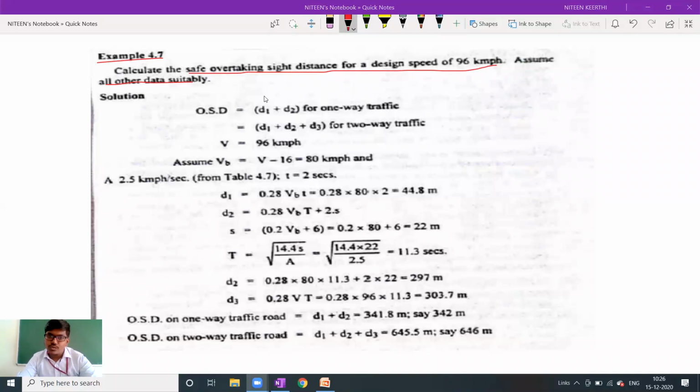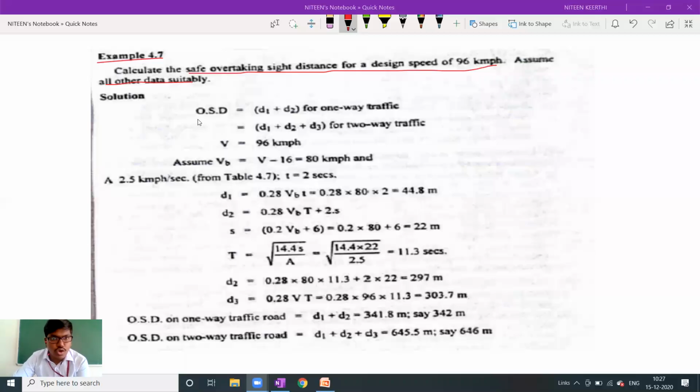So what we need to do, we need to calculate OSD, overtaking sight distance, for one-way traffic, as well as overtaking sight distance for two-way traffic. This type of problems they may ask, but very rarely, because all the data has to be given and it should be very clear. If he is asking for more marks, for example for 15 marks, then he may ask this type of questions.